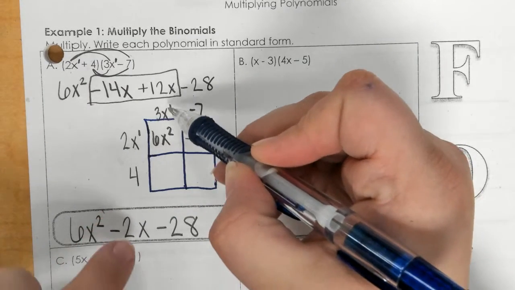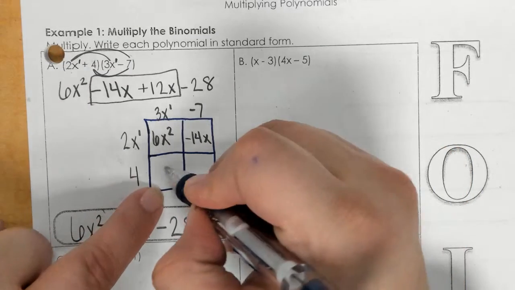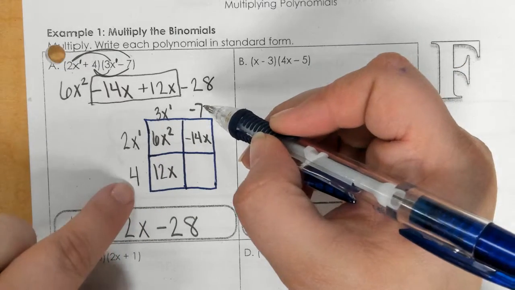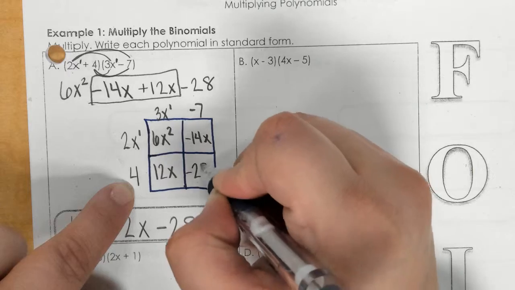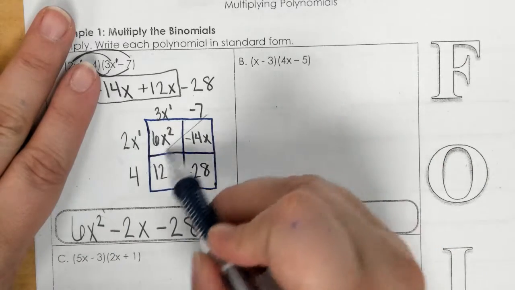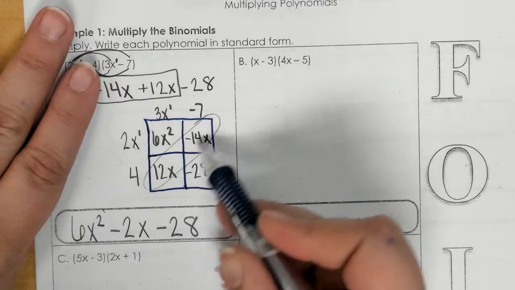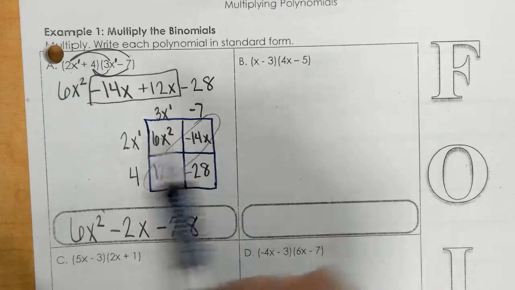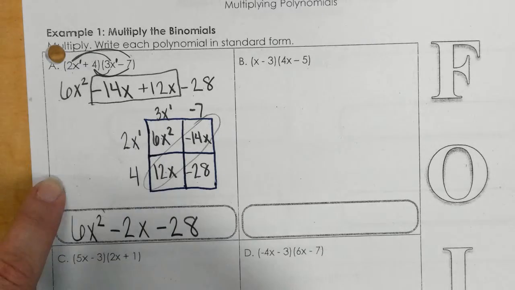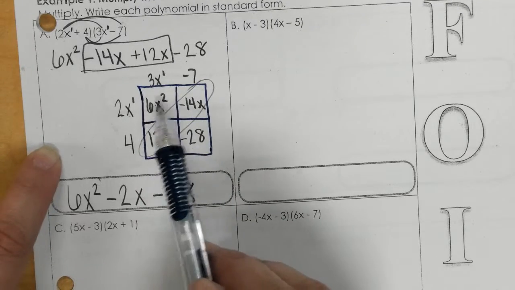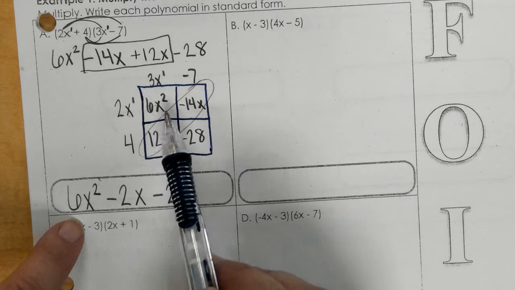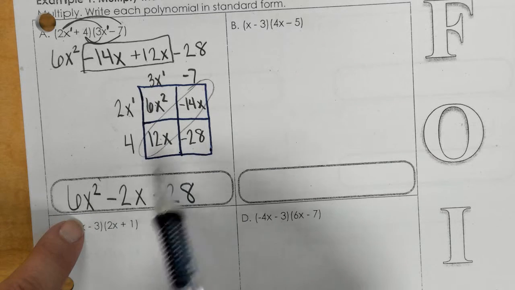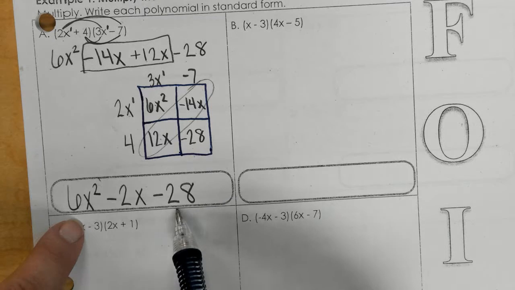Then I have 3x times 4 to give me 12x. And then negative 7 times 4 is negative 28. So these two I can combine, get negative 2. And as you can see, these 4 terms are exactly what we got up here. Okay? And then you would just write first one here because it's got the biggest exponent, combine, exponent of 1, and then 28 because there's no exponent at all, or negative 28.